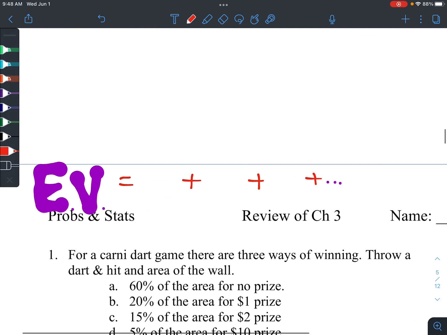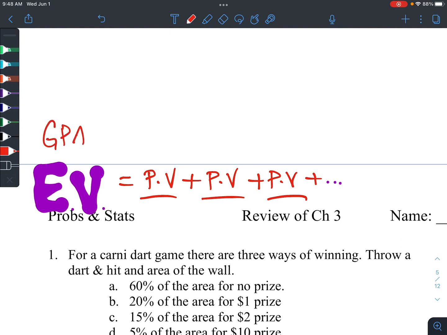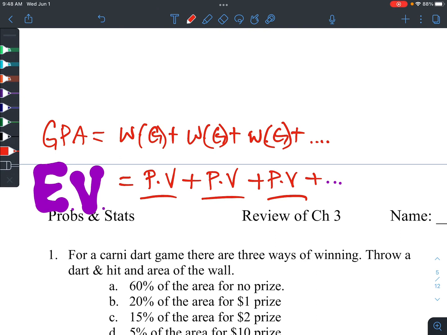As I said yesterday, the main formula is probability times value plus probability times value plus probability times value, on and on for as many situations as you might need in a particular problem. Keep in mind, we also have GPA problems, which mean that you would take a weight times a grade plus a weight times a grade, and so forth. All right.